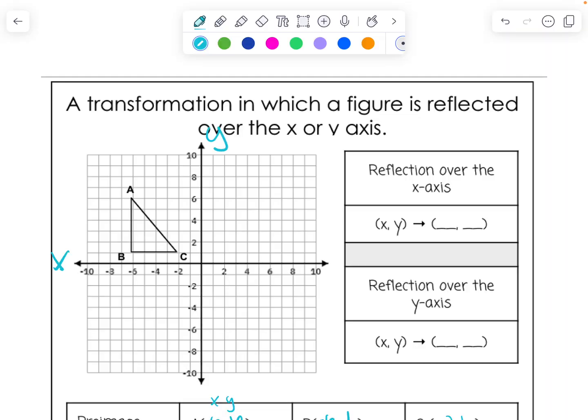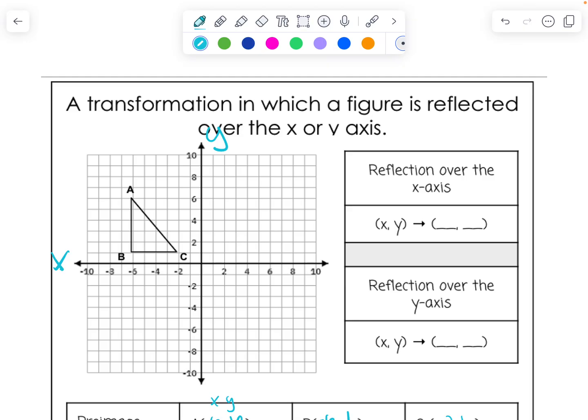Okay, your first part, I'm going to teach you how to do reflections. The first thing you need to do is label your graph. This is your X and this is your Y. Remember that this is your Y-axis and this is your X-axis. That's important because you need to be able to write down your ordered pairs.